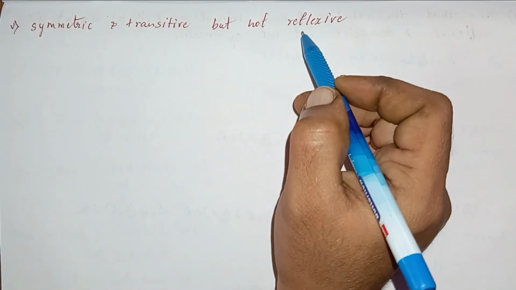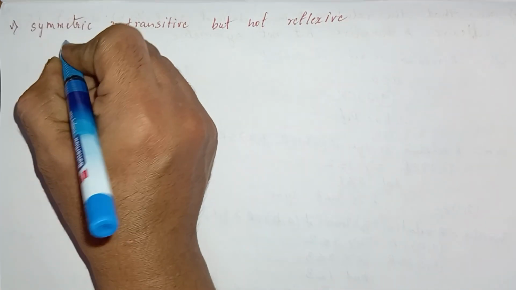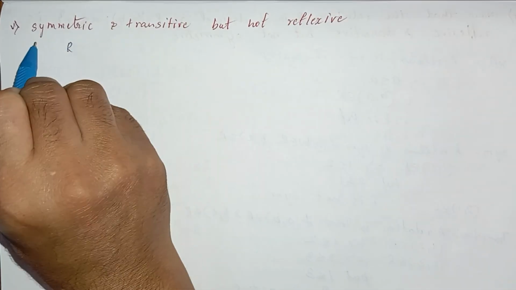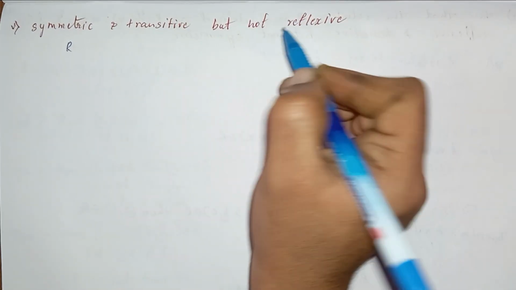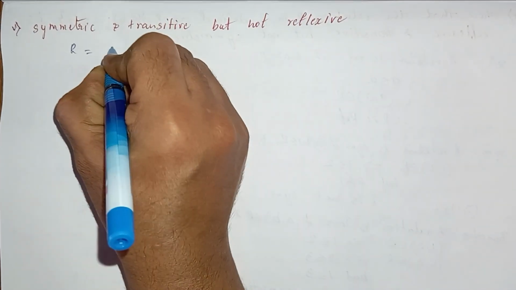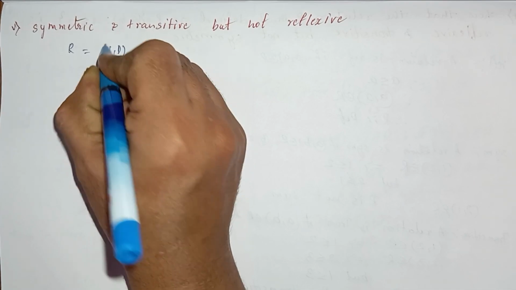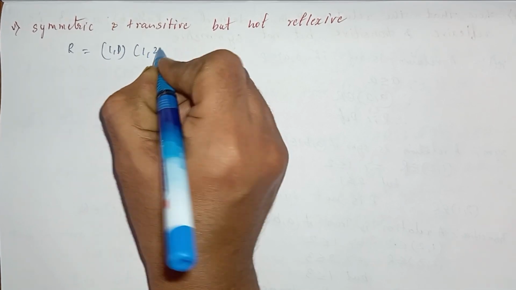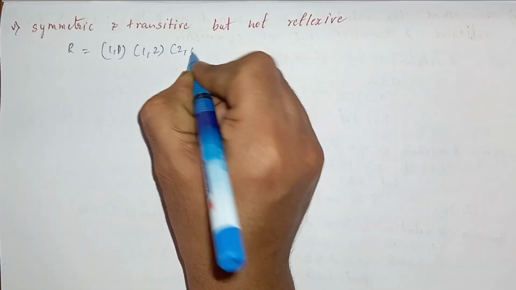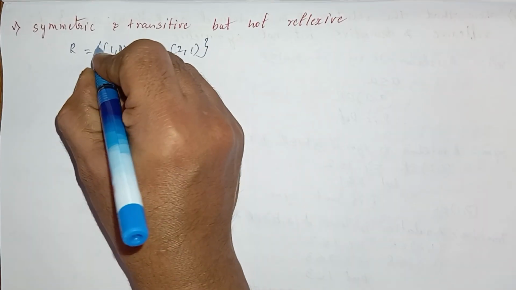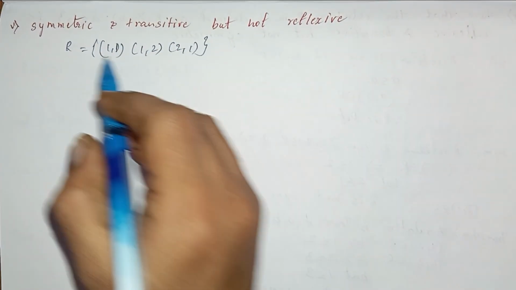So the fifth one should be symmetric, transitive. The relation should be symmetric and transitive, but not reflexive. So we'll take such an example where it satisfies symmetric and transitive but not reflexive. I'll take (1, 1), (1, 2) and (2, 1).